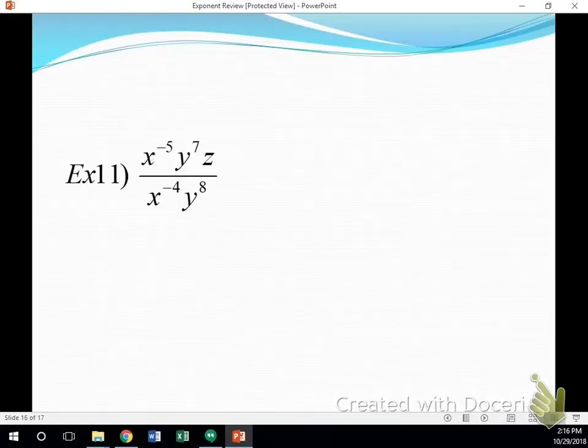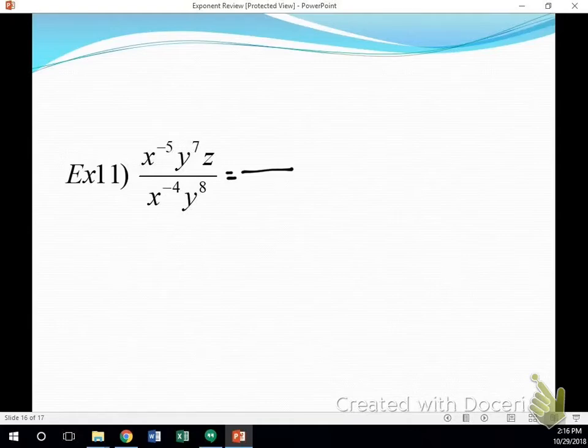Our last example. There are multiple ways to approach this problem. You can make all your exponents positive first, and then work on applying your rules. You can apply the rules, then make your exponents positive after. I think that is the route I would like to go. All right. When we have the same base and we're dividing, what do we do with the exponents? Subtract. So I'm going to take negative 5 minus negative 4.